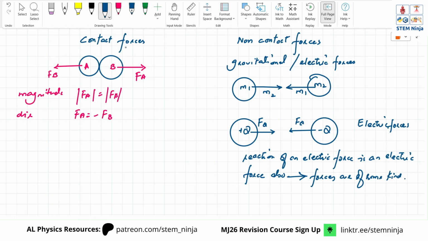Another thing you must notice, especially from the contact example, is that these two forces are acting on different bodies. So the body A is not experiencing the two forces at the same time. A is exerting a force on B, and B is exerting a force on A.